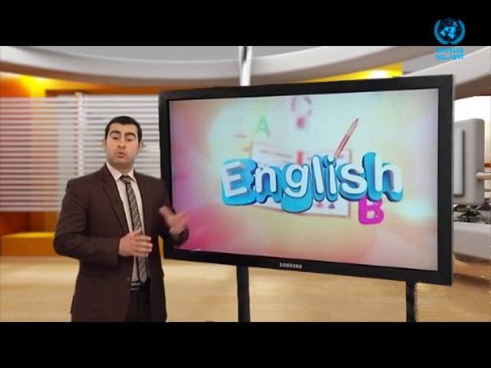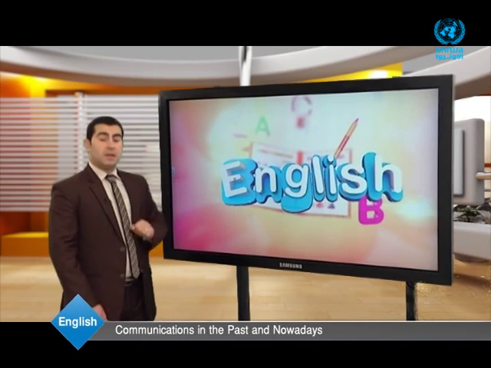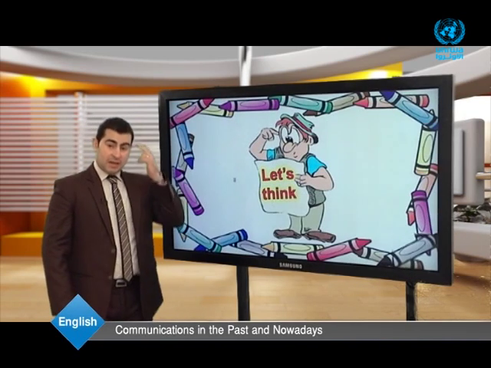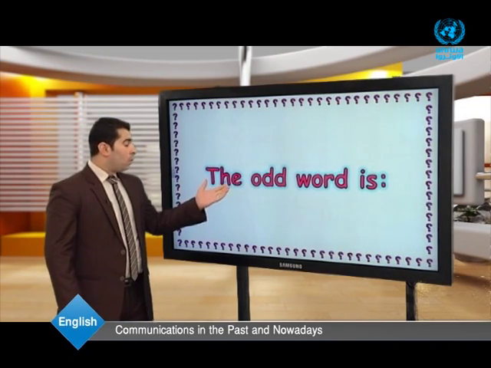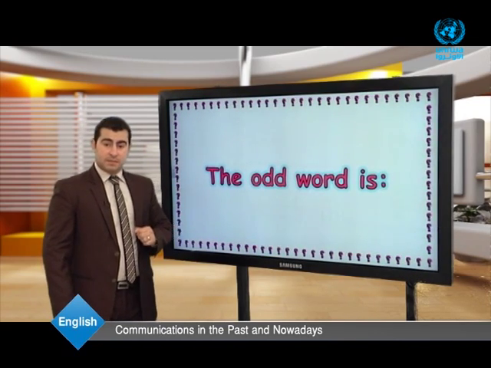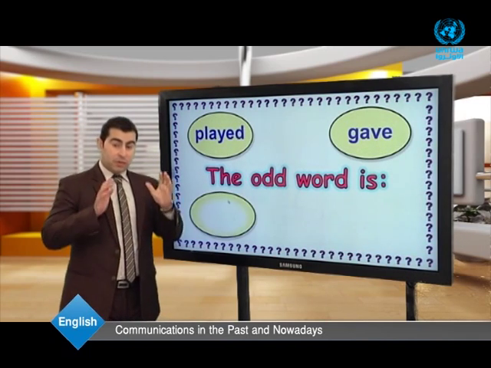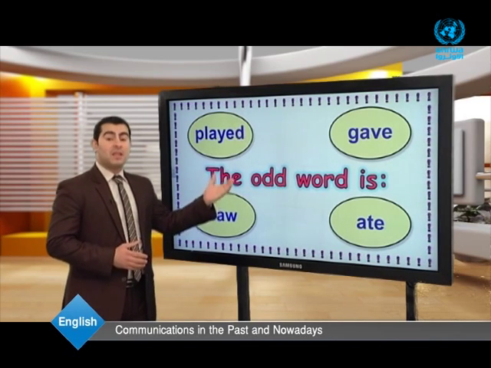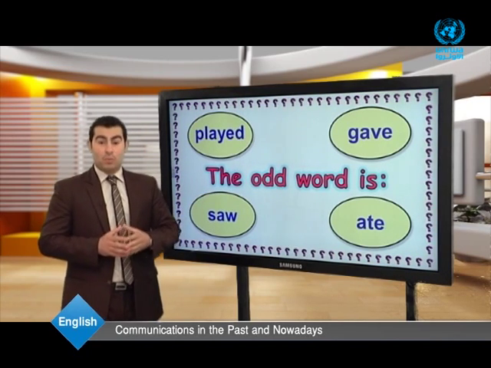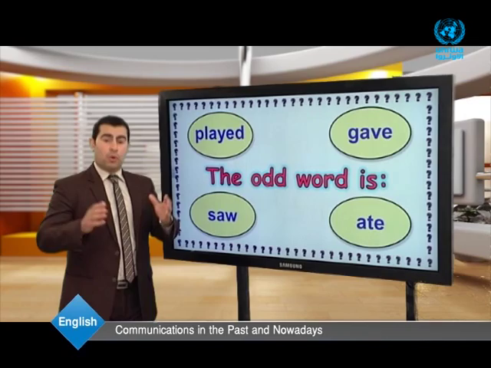Dear students, to start our lesson, let's have two riddles. Now let's think. The first riddle: the odd word. Now we will have 4 words. You have to think carefully about them and then you have to tell me what the odd word is. Now you have the time to think about these words. Go.